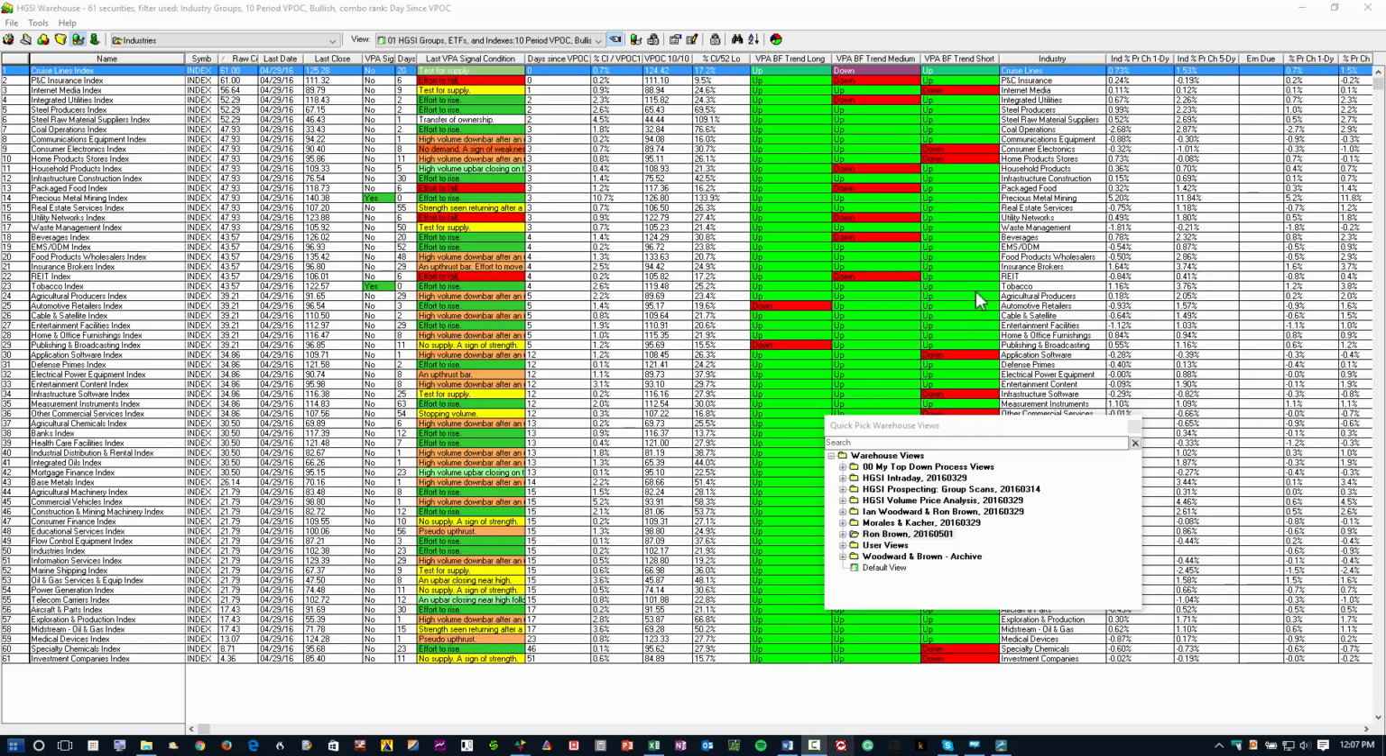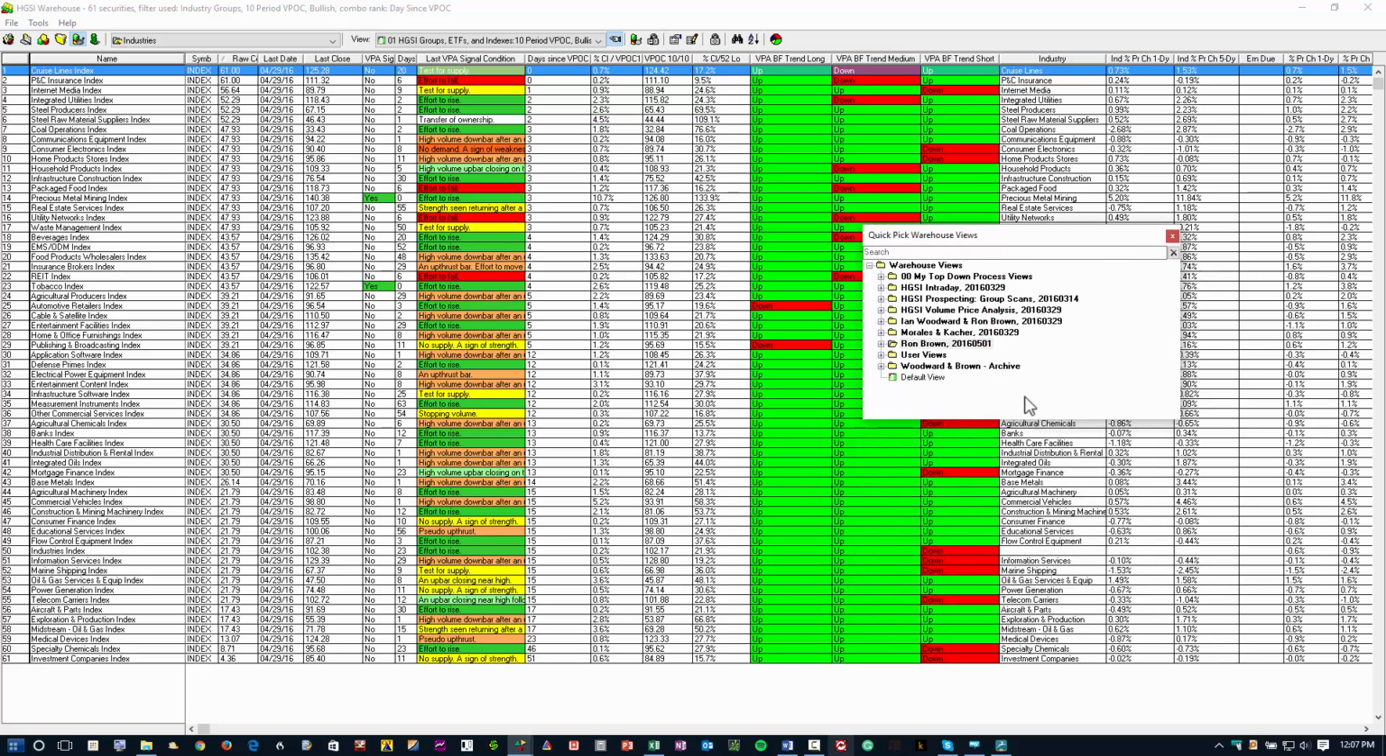This weekend, a new version of HGSI Investor is going to be released, and it has several new fields and a couple of indicators, which are variants of indicators that we already had in there before, but they're much more specialized. And the one that I'm working with now is the 10-period volume point of control.